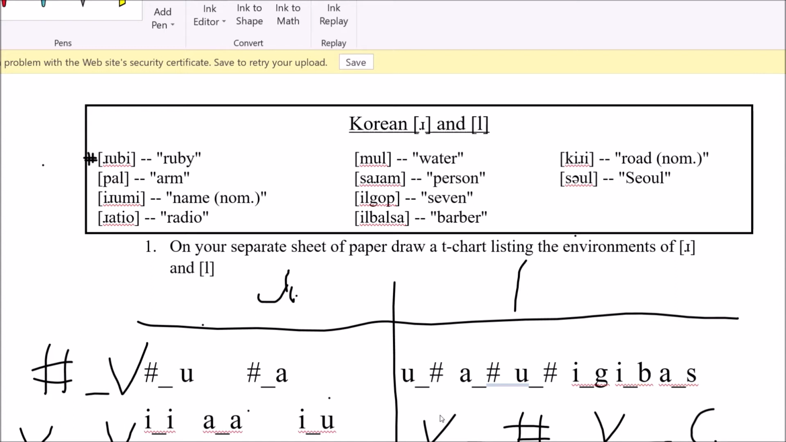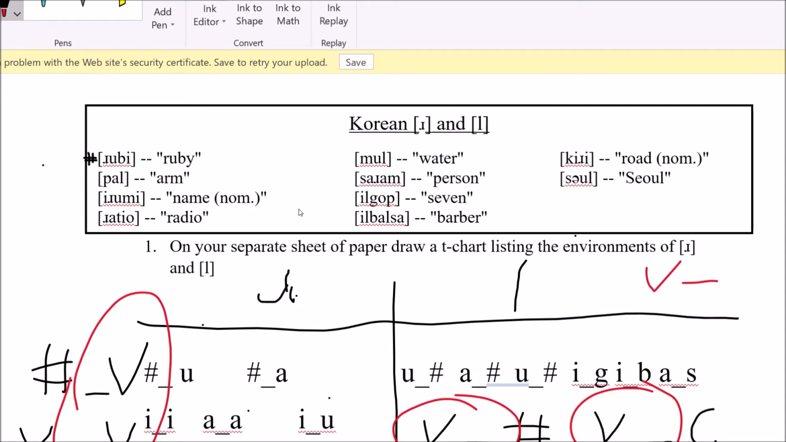And I can see 2 things. I can see that the first sound tends to appear before a vowel. Sometimes it's between two vowels, sometimes it's at the beginning of a word. And I see that the second sound appears after a vowel, sometimes before the end of a word, and sometimes before a consonant. So we can say that it appears after a vowel, and the other appears before a vowel.